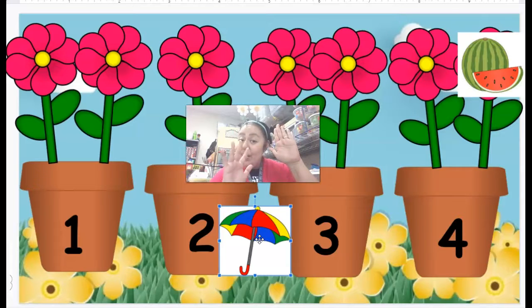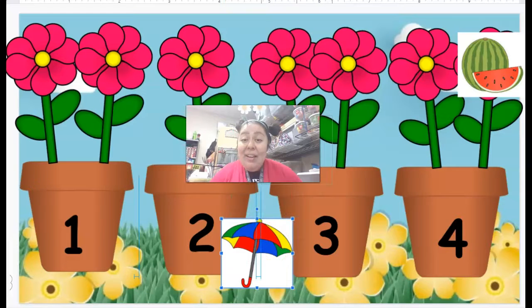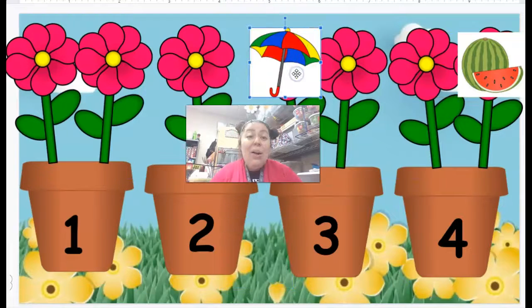Hand out. Fingers ready. Umbrella. How many syllables? 3. So I'm going to look for the pot with number 3. Here it is. And find a flower for the pot with number 3. All right, let's look at the next picture.